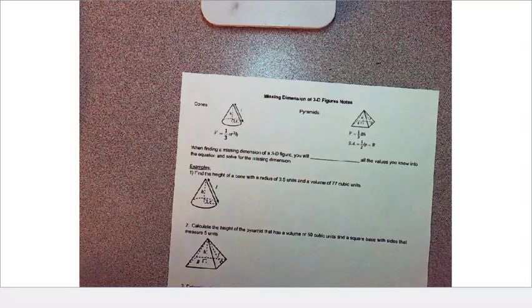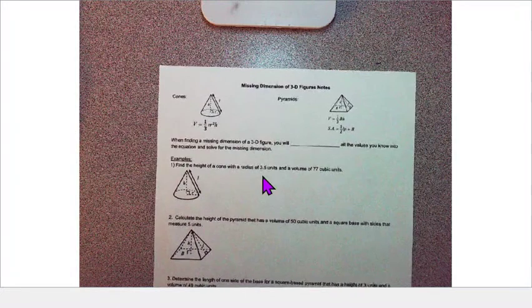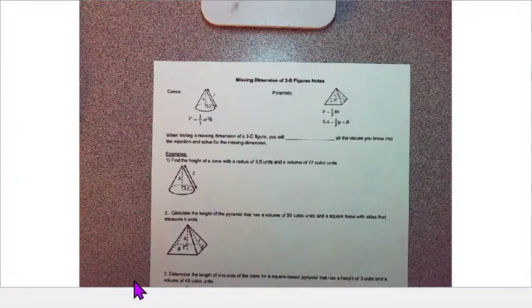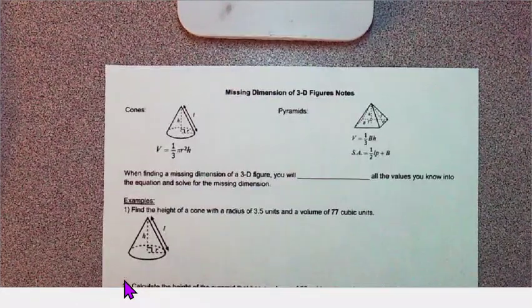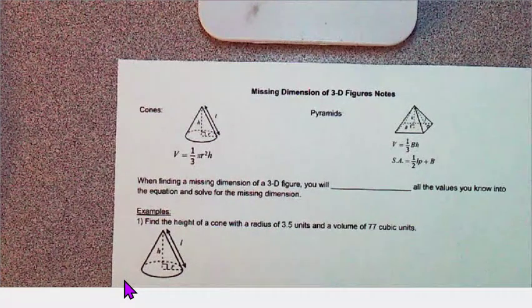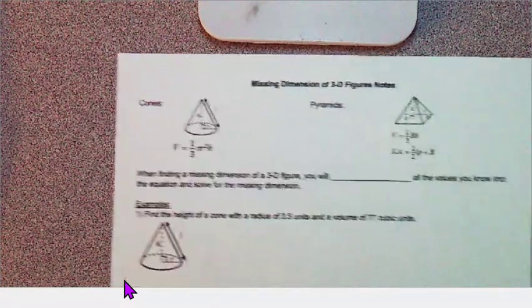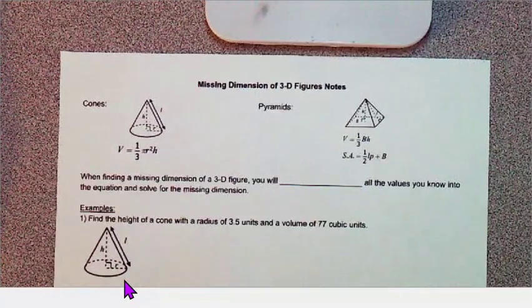All right, so today we're going to start looking at missing dimensions. Okay, so we've talked about volume and surface area of cones and pyramids. Now we're going to look at, well, what about if we know something about our shapes, but not everything?